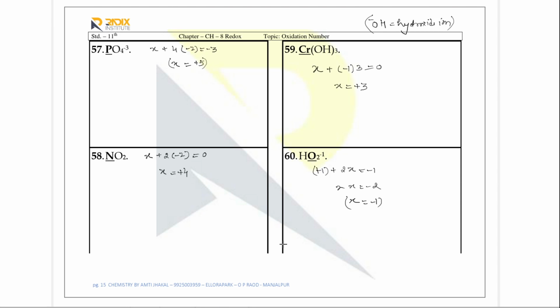So this is about the third round of the practice of oxidation numbers. In the next session, next video, we will have the fourth round of the practice of oxidation number, and that will be very, very important because there we'll be completing some more exceptional conditions also.